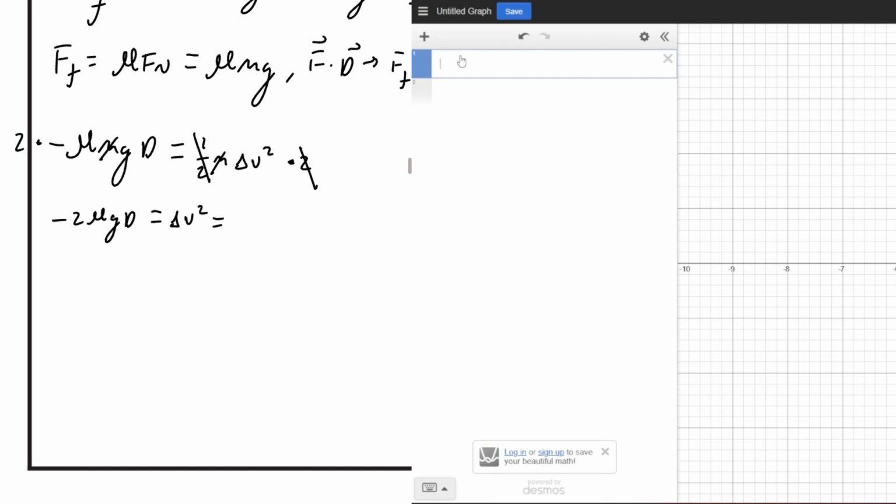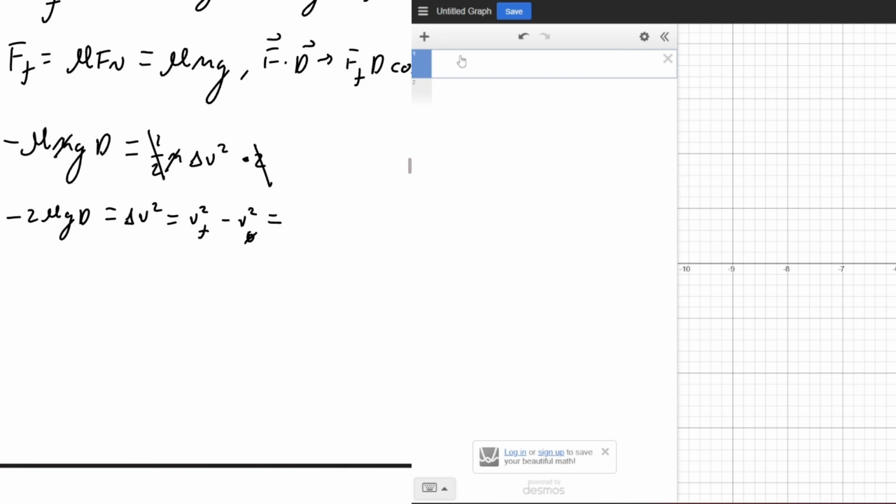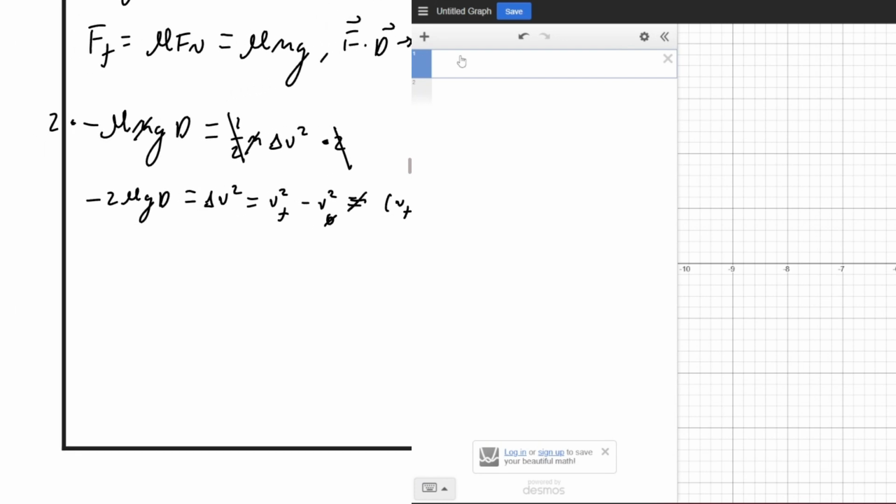And what's delta v squared? Well, that's equal to v squared final minus v squared initial, right? Don't get this confused. This is not equal to v final minus v initial, squared. Do not make that mistake. I've made that mistake before. It's cost me so much. Do not make that mistake, right?